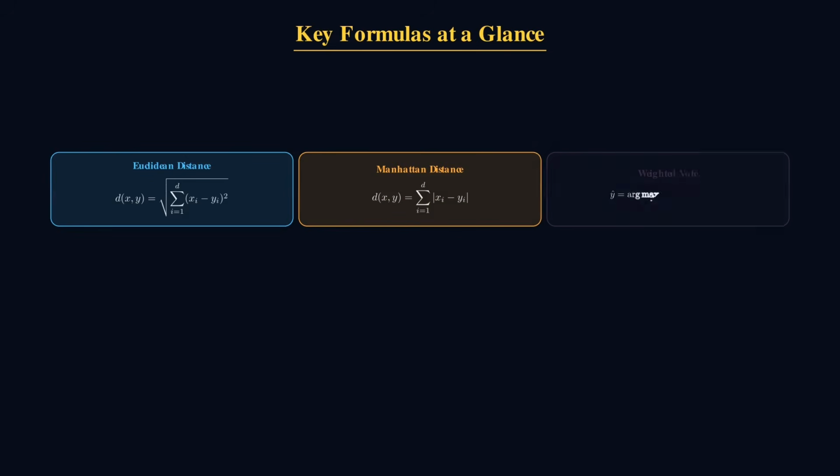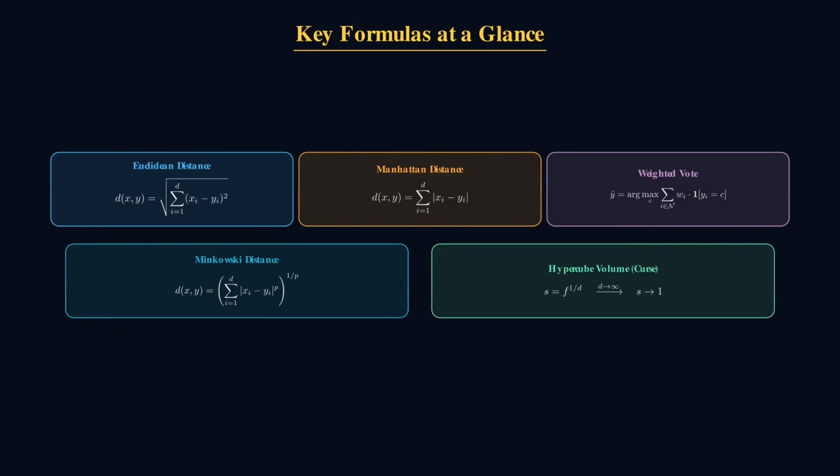And that is K-Nearest Neighbours. No training. No parameters to optimize during fitting. Just proximity, votes, and a boundary that emerges entirely from the data itself.